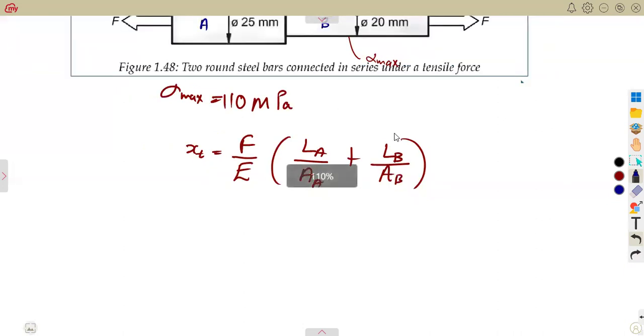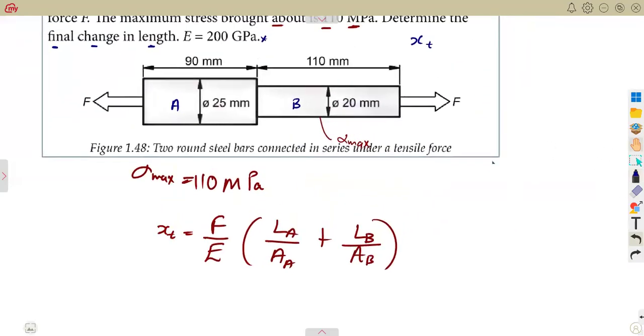So the question is, do we have all these? The force F that we are talking about is the same as the force at A and the same as the force at B. We do not have that. The E we are given. The length at A is given, and at B the length is also given. So the lengths are there.